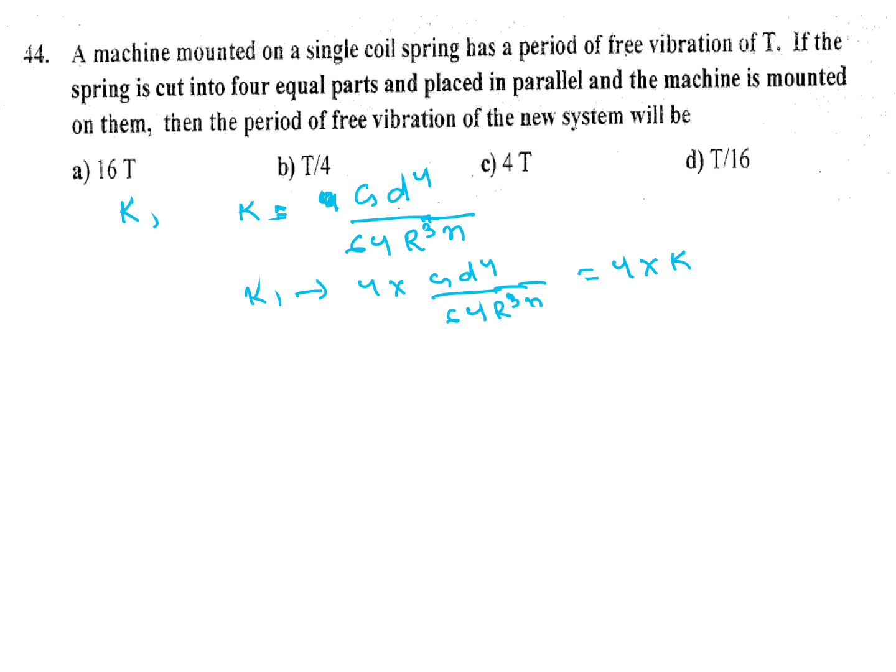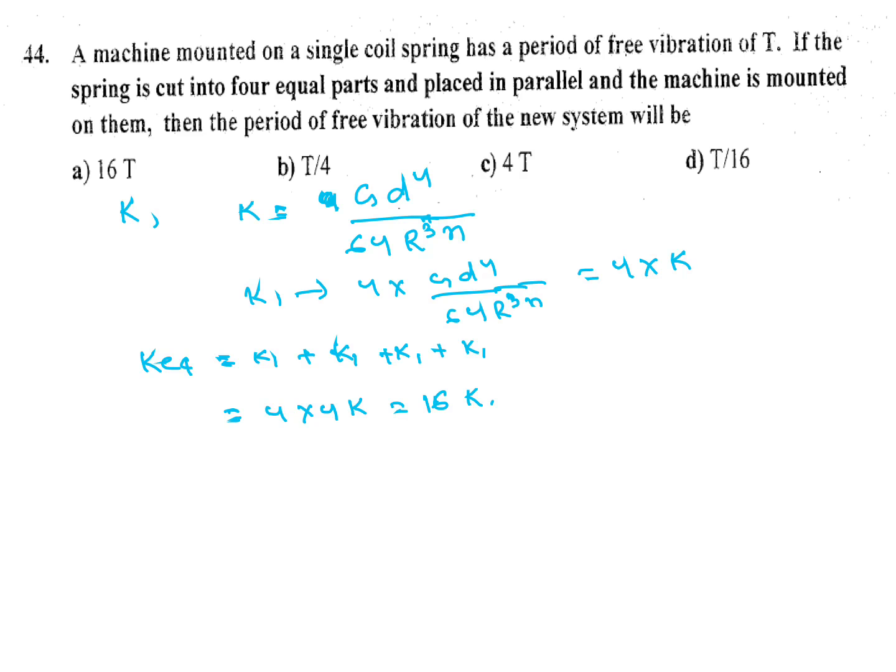So then they are placed in parallel. So K equivalent is K1 plus K1 plus K1 plus K1. 4 springs having stiffness 4 times of the single coil spring. So 4 into 4K, it's 16K. The stiffness is 16K.